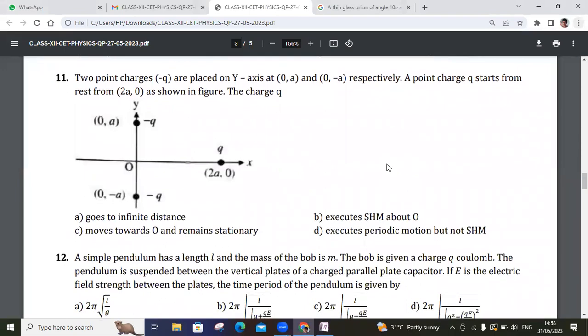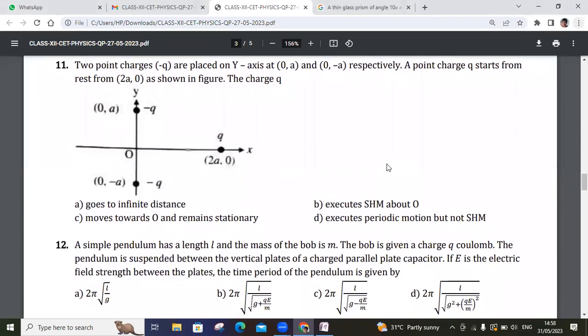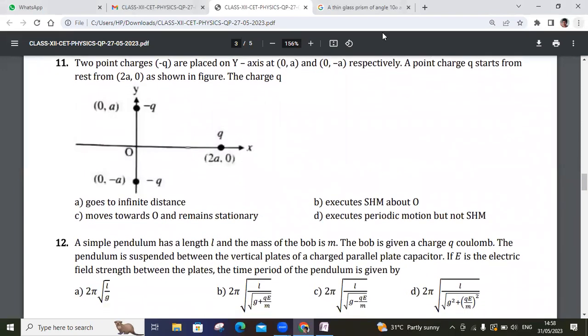So take the 11th. In question 11, they are telling two charges, minus Q, are placed on the y axis at 0, minus A. The point charge Q starts from rest, so it is at rest initially. Then the charge Q goes to infinite distance, executing the system. So there are the options.